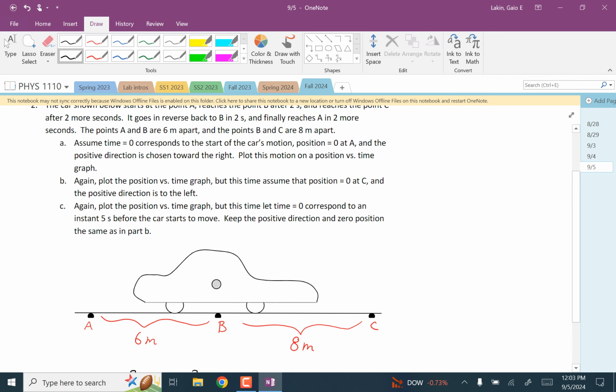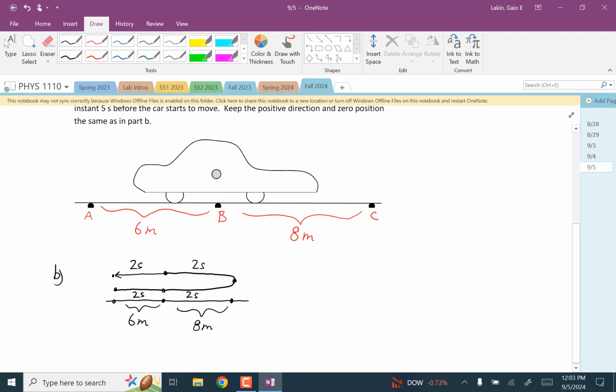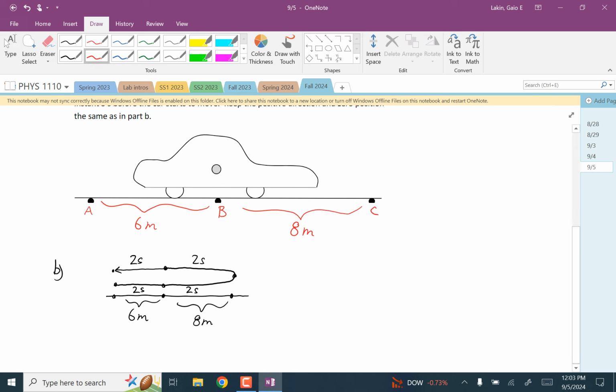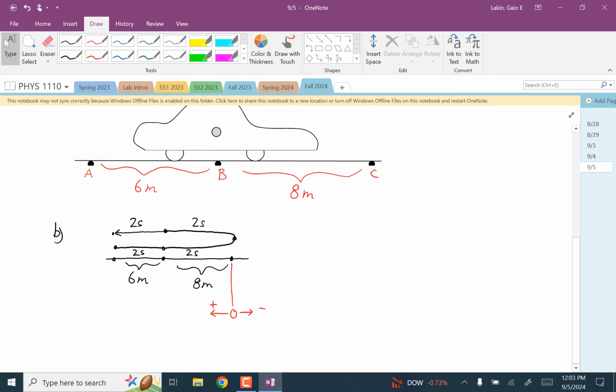Okay, and for part B, we're going to choose the 0 position at C in the positive direction to the left. So the 0 position is here. Positive is this way, which means negative is this way. And now I can write out the position labels. So if you start at 0 and go 8 meters in the positive direction, you're at the point positive 8. And if you start at 8 and go 6 meters more in the positive direction, you're at 14 meters positive.